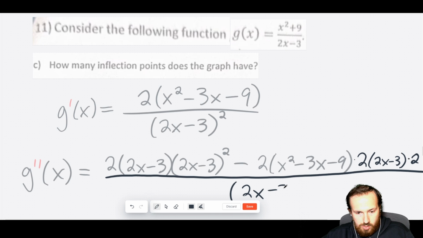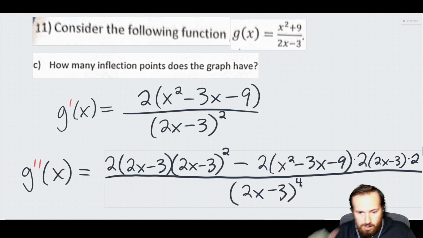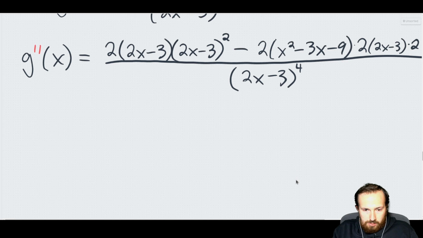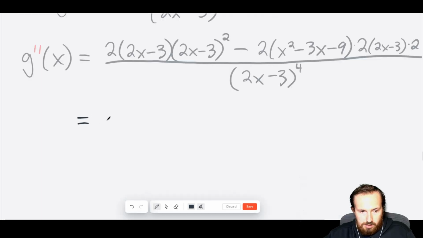So it'll be 2x minus 3 squared, the whole thing squared, which according to certain exponent properties, we can just write as to the 4th. So there we go. This doesn't look very fun, but maybe we can simplify it. So let's see. If I simplify this thing down, hopefully it's clear that I'll get 2 times 2x minus 3 cubed. I just multiply those through.